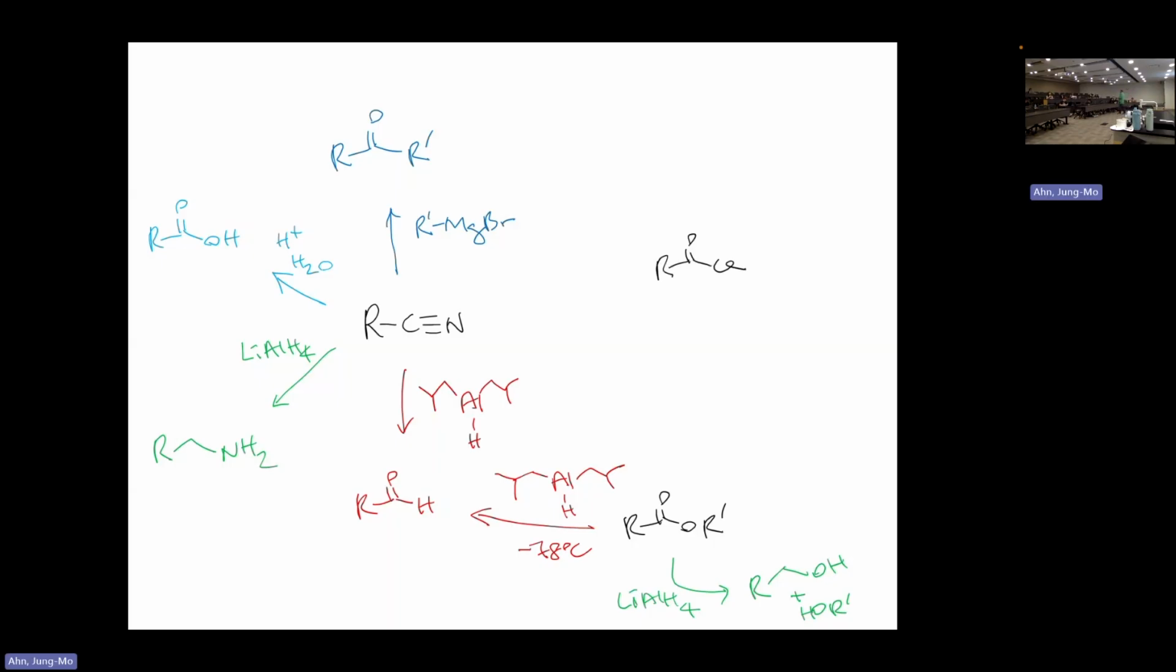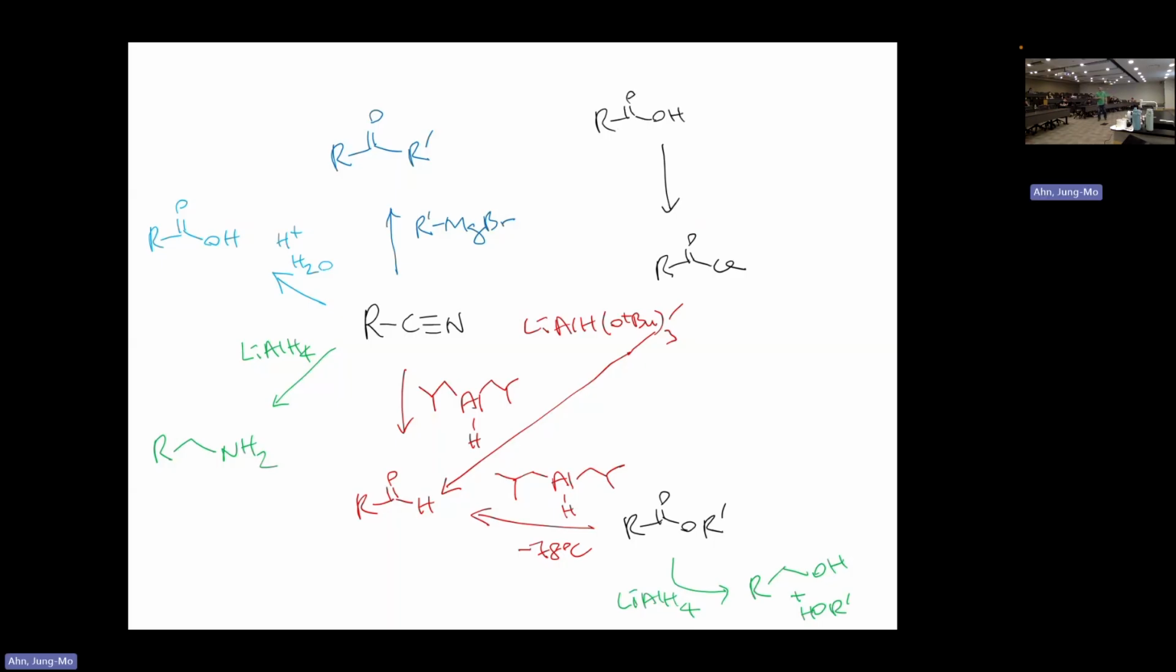Acid chloride can also be used. Acid chloride, if you're reacting with this aluminum hydride, but not the DIBAL, not the lithium aluminum hydride, this is a tri-tert-butoxy aluminum hydride. That replaces the chlorine and it makes an aldehyde.